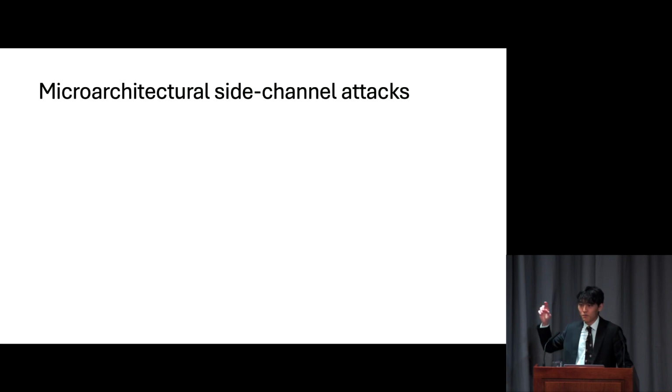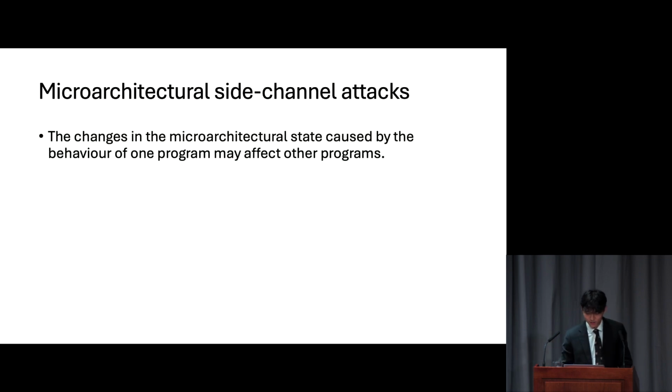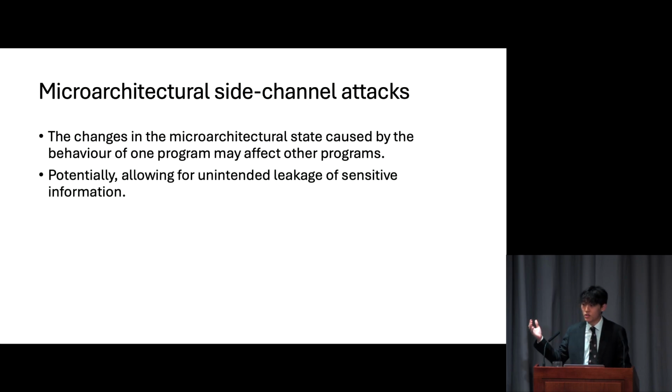Okay, so kind of the interesting part, hacking. Microarchitectural side channel attacks. The changes in the microarchitectural state caused by the behavior of one program may affect other programs. Obviously, of course. A great example could be the L3 cache, which is shared by different processor cores, and if one affects the L3 cache, the other one will be affected by it in some capacity. Yeah. And potentially this may allow for unintended leakage of sensitive information.